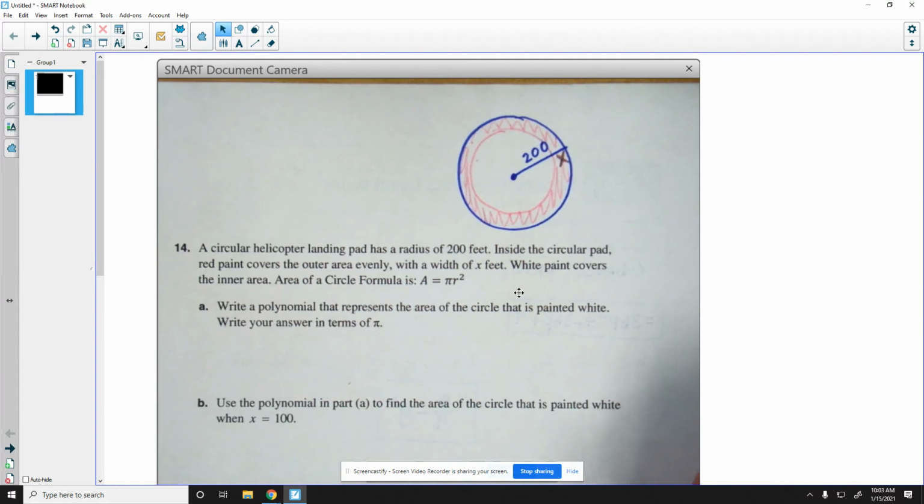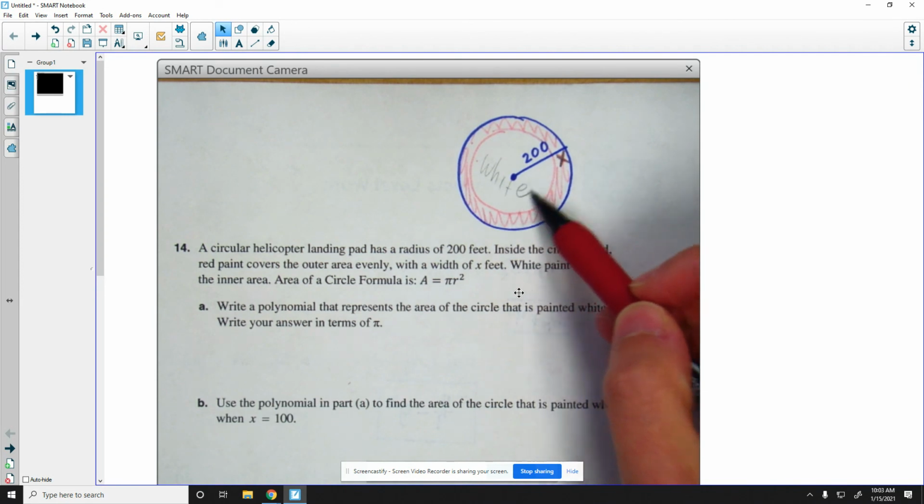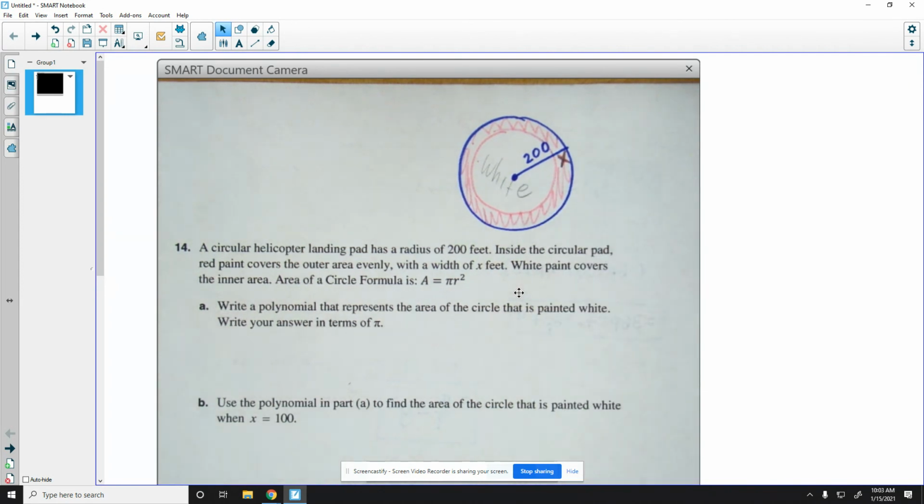White paint covers the inner area. So this is all white right here. White paint covers the inner area. So write a polynomial that represents the area of the circle that is painted white.